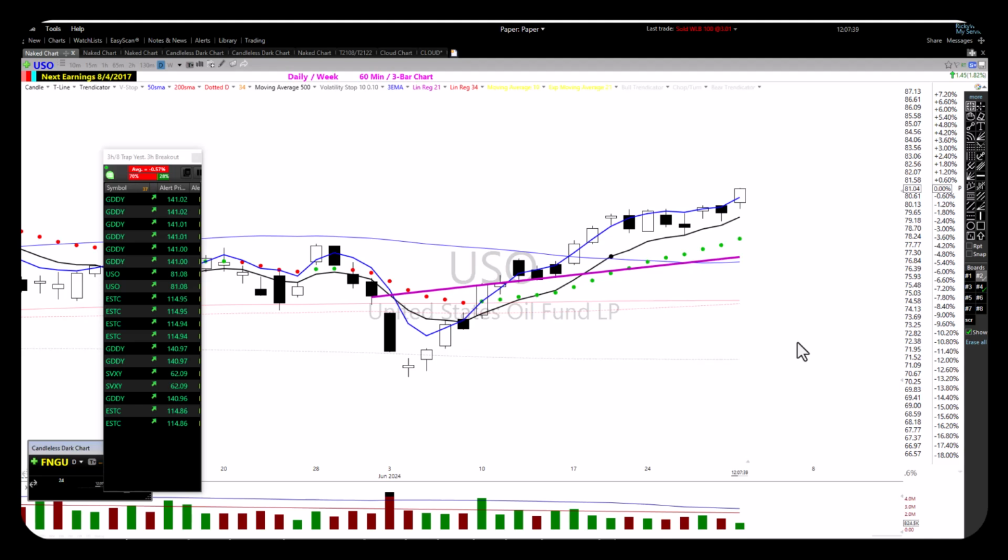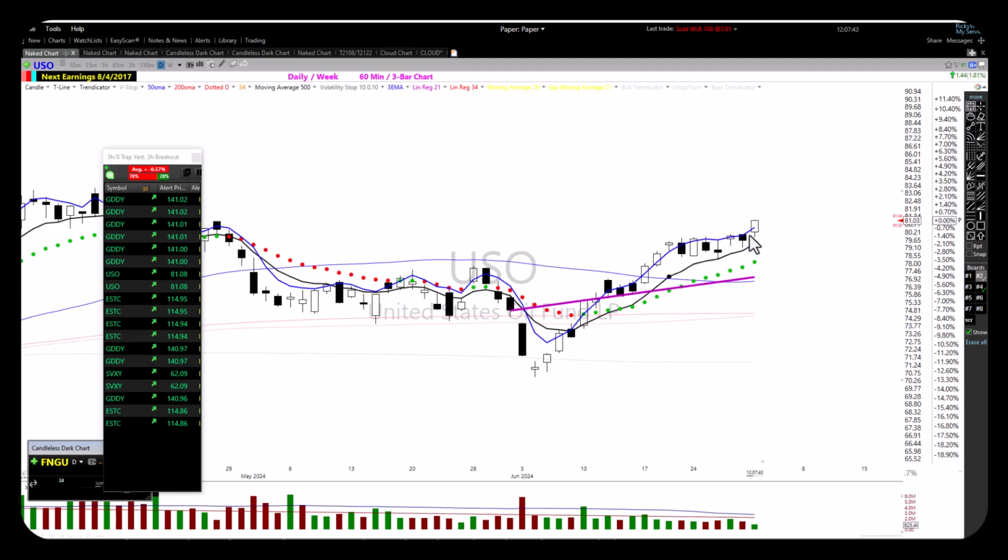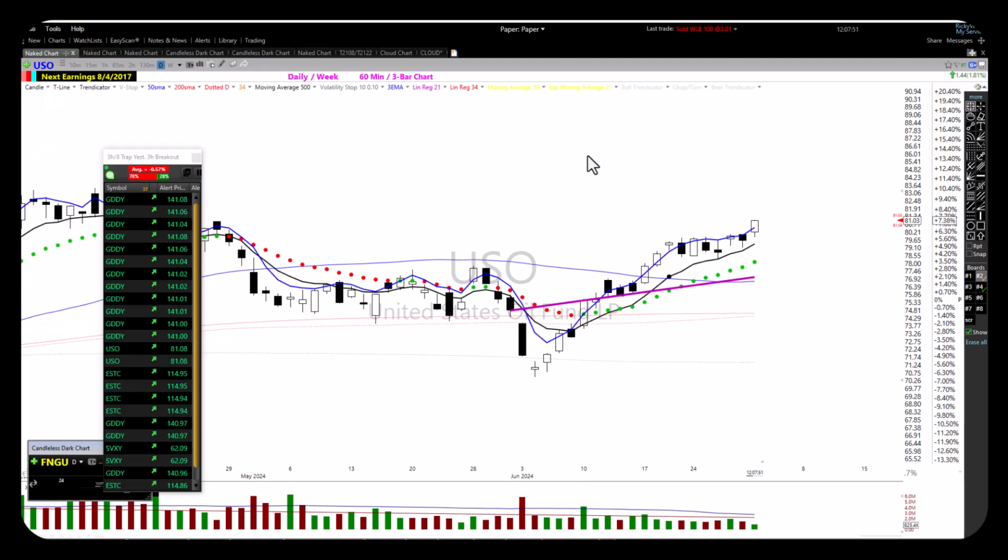USO. Look at that. 3/8 trap, 3/8 trap breakout. All right. So if there's anything else, Karen, then just let me know. Anyone else?